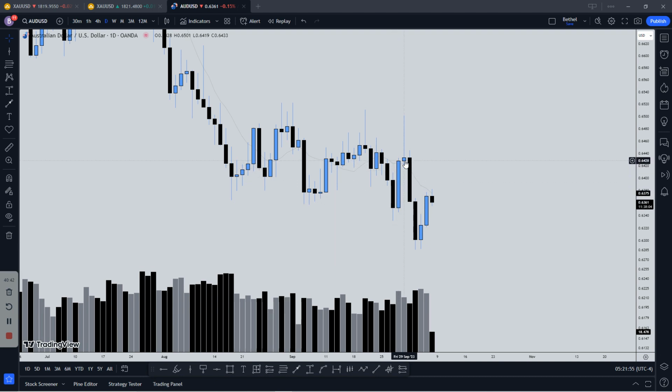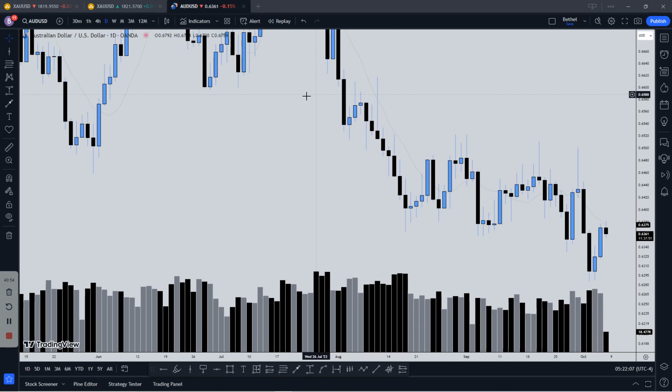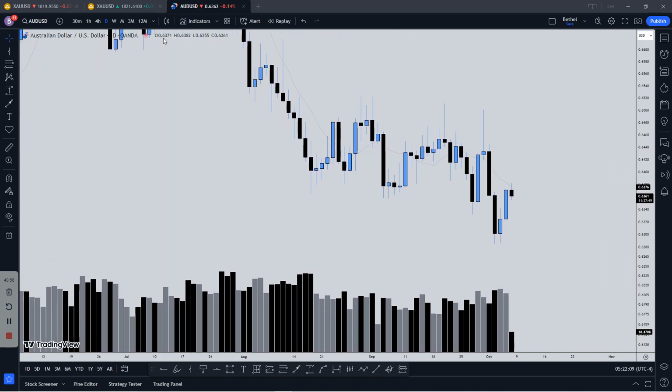So what you can see is that at one point price was at this high. Just looking at the distance here, you can see this is the opening price. Any candle that I place my crosshair or cursor on, the opening price, high price, low price and close price will be indicated here.